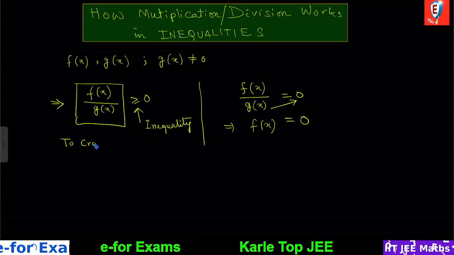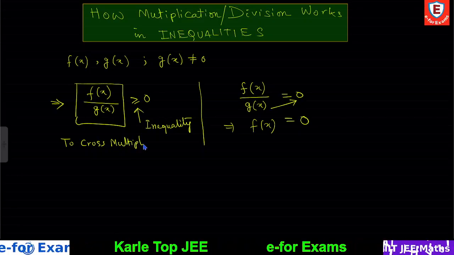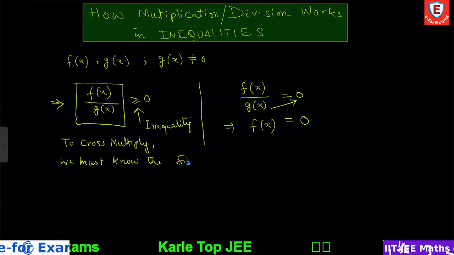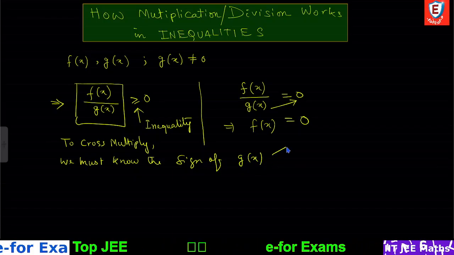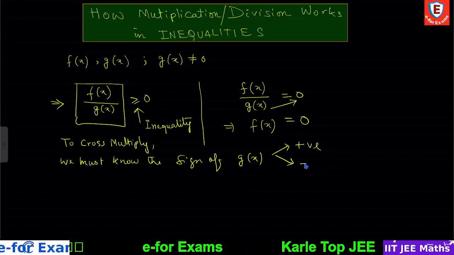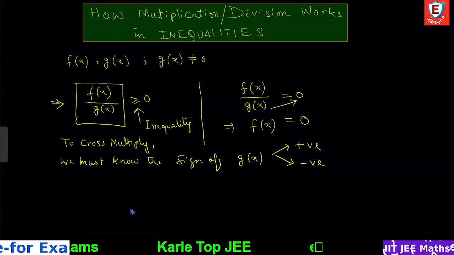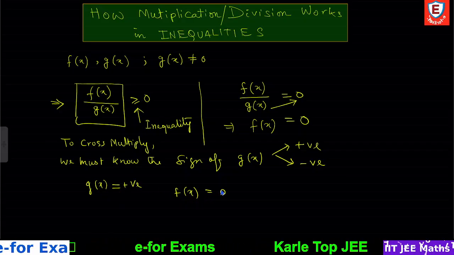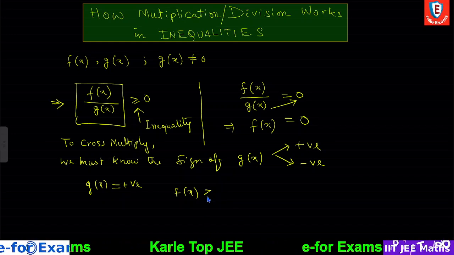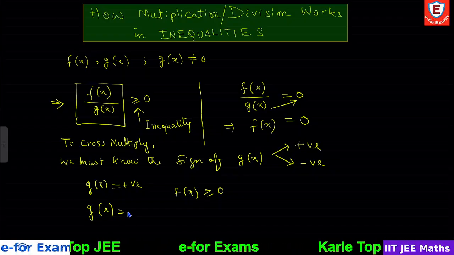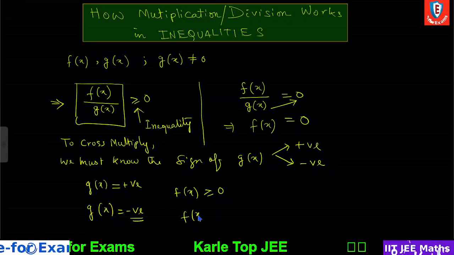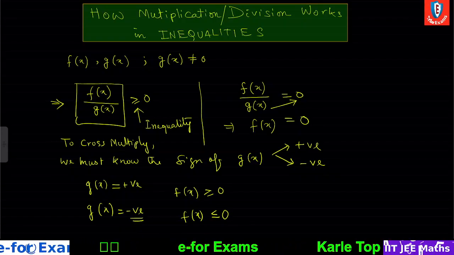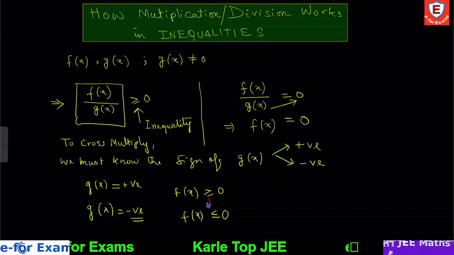To cross multiply, we must know the sign of g of x, whether it is positive or it is negative. If g of x is positive, then we can simply cross multiply, f of x is greater than or equal to 0. If g of x is negative, after cross multiplication f of x will become less than or equal to 0. Here the inequality sign is changed.